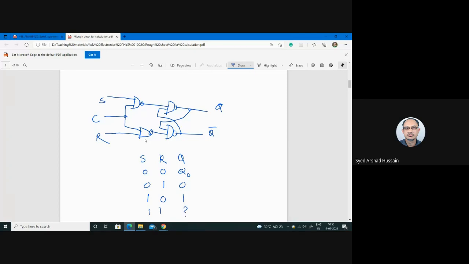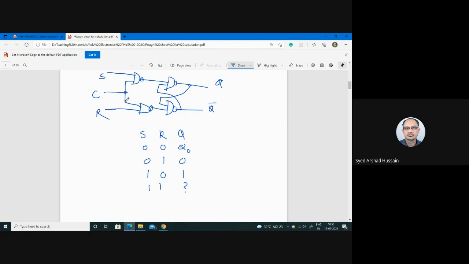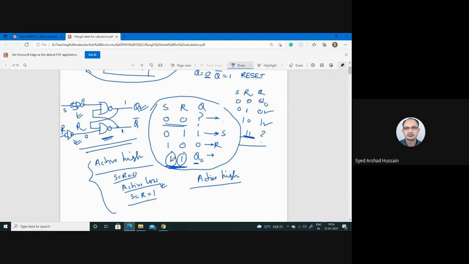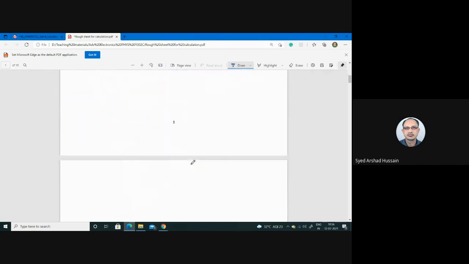But here, by putting this clock pulse, if C is 0, that means irrespective of S being 1 or 0 or R being 0, the output is always 1. So irrespective of the S or R input. And in this circuit, if 1 1, you see this is an active low case, this one is no change. So the output will not change.